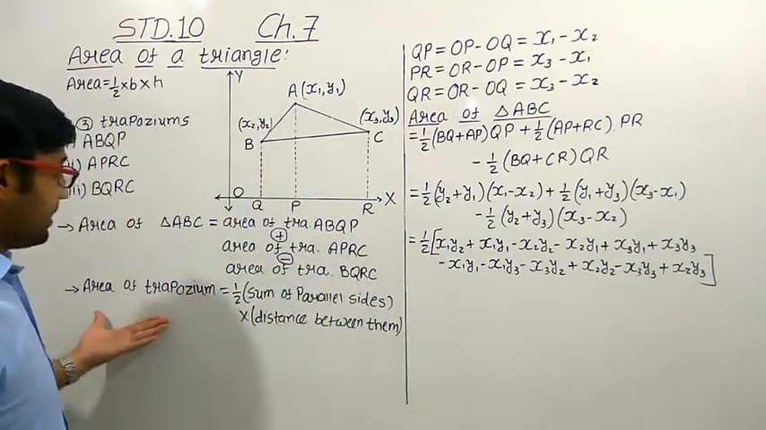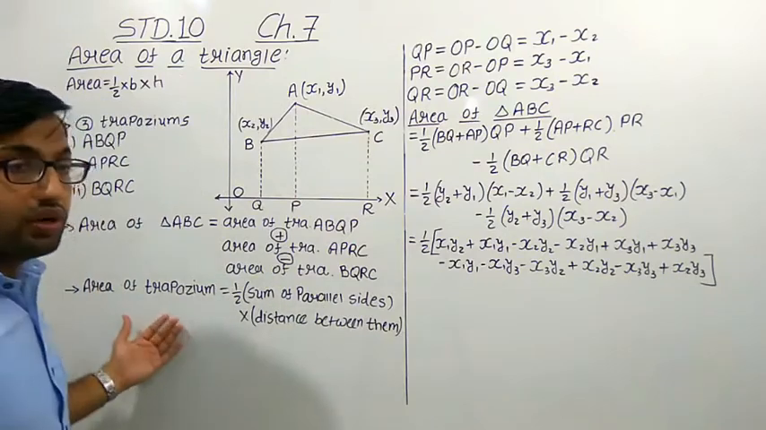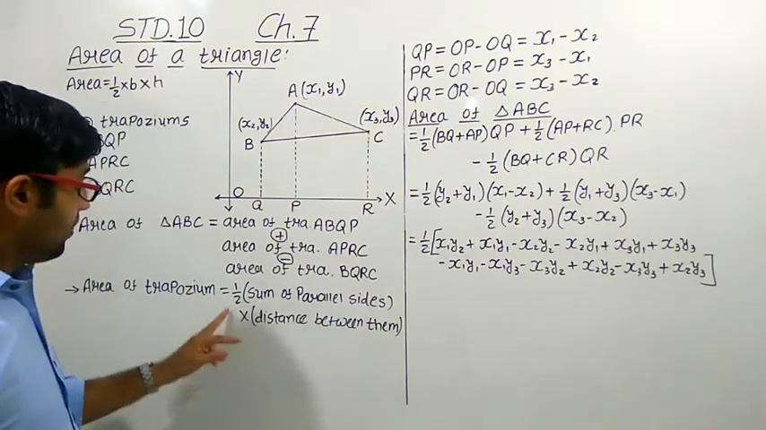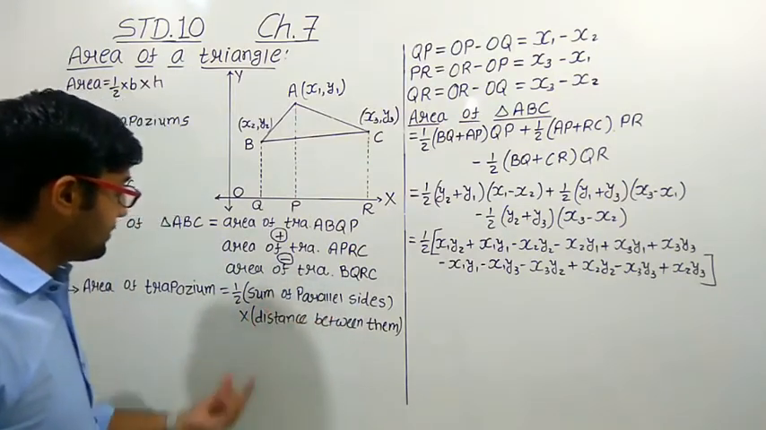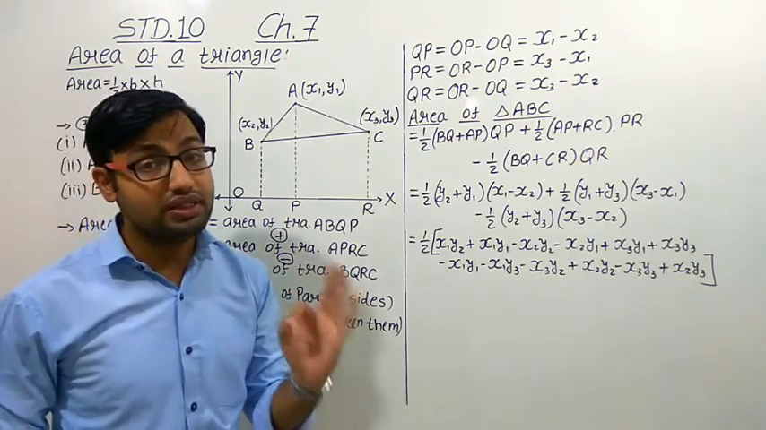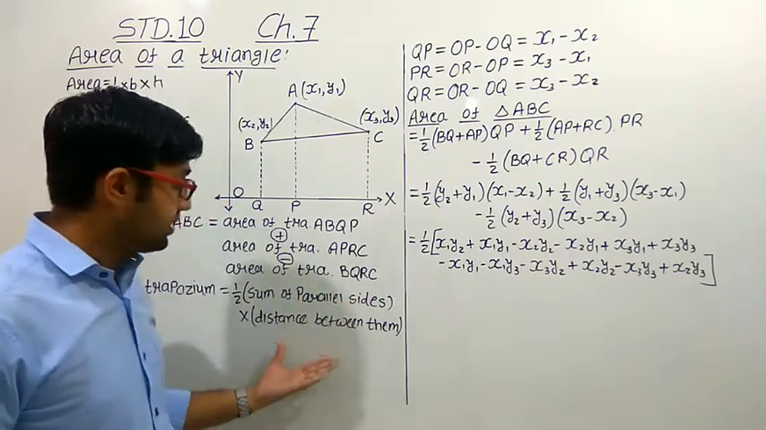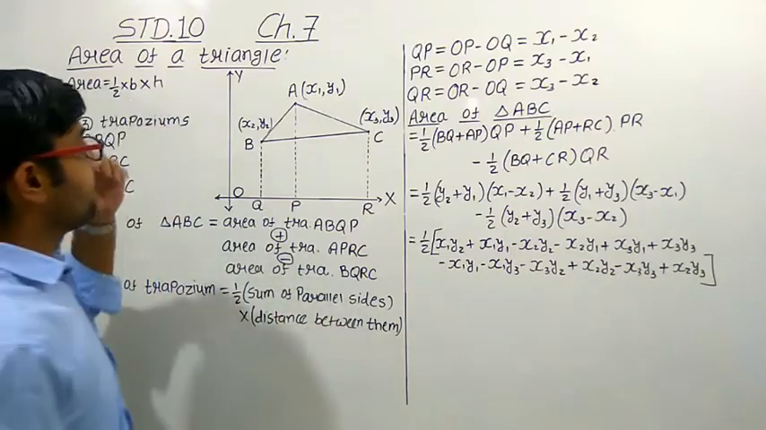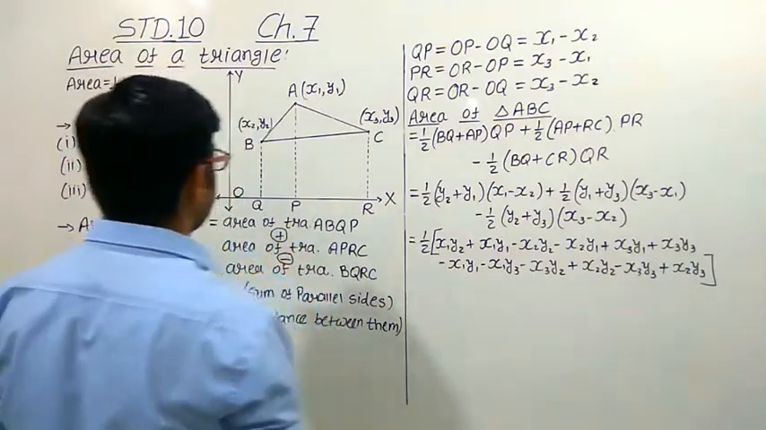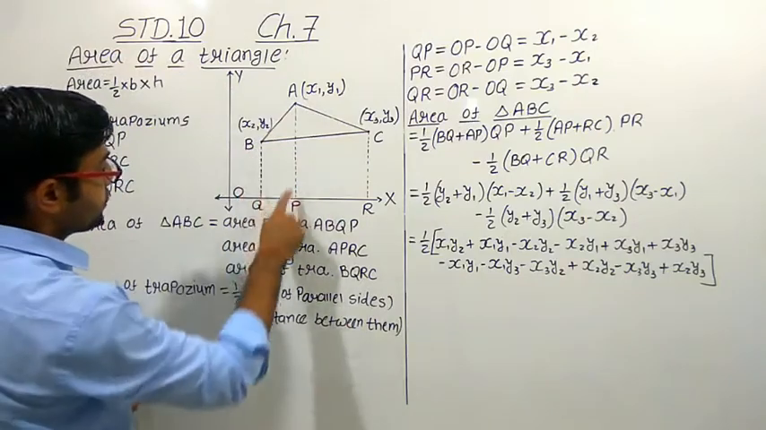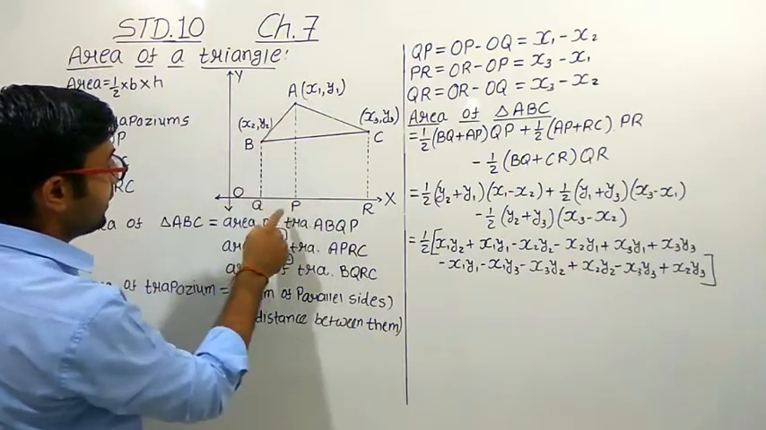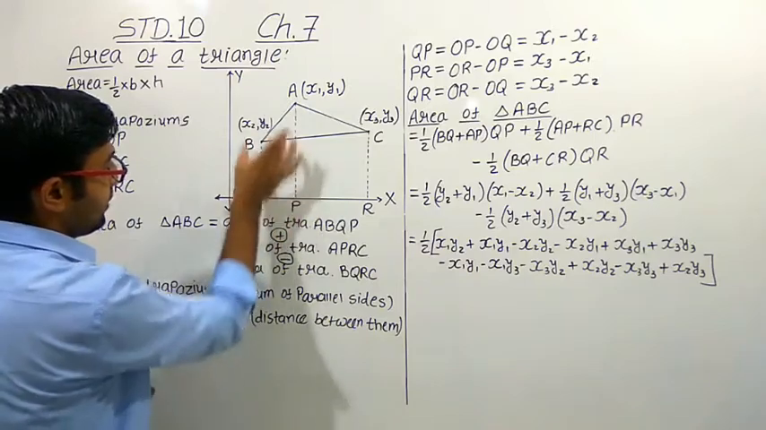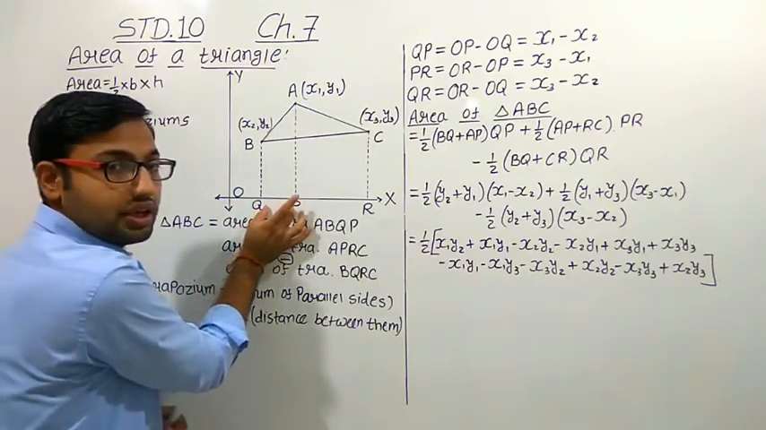So now what is the area of the trapezium? The formula you have already studied in standard 8, that is, 1/2 times the sum of the parallel sides into the distance between them. Distance between them means the distance between the parallel sides. Okay, so first of all let us find out. See, this is the first trapezium ABQP. These two sides are parallel, so the distance between them is QP.